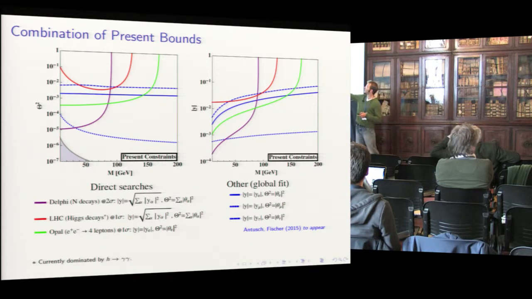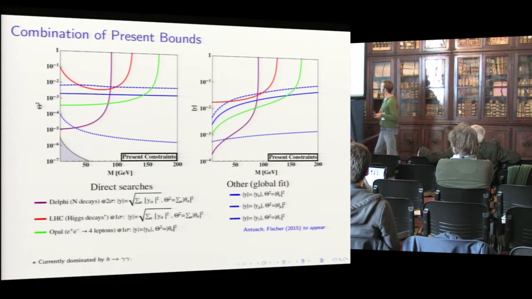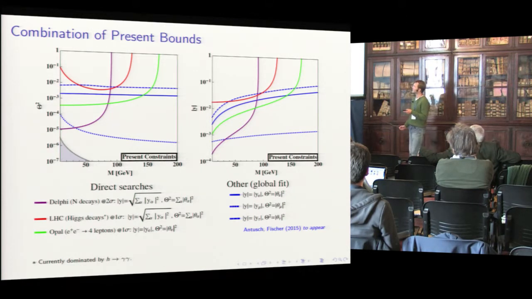And the green bound here is the L3 bound, so it's from the WW threshold, from LEP data, only sensitive to the electron flavor. And these three blue lines here are the mixing or Yukawa couplings from the precision fit, this global precision fit. And in purple here is the DELPHI constraint. And this is the summary of the present constraints.